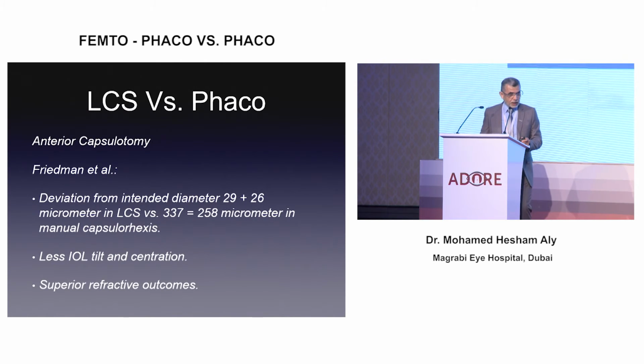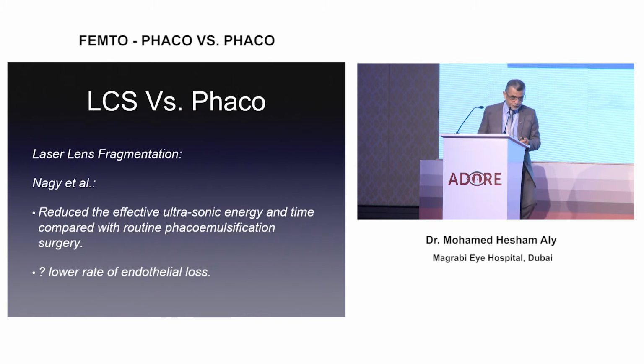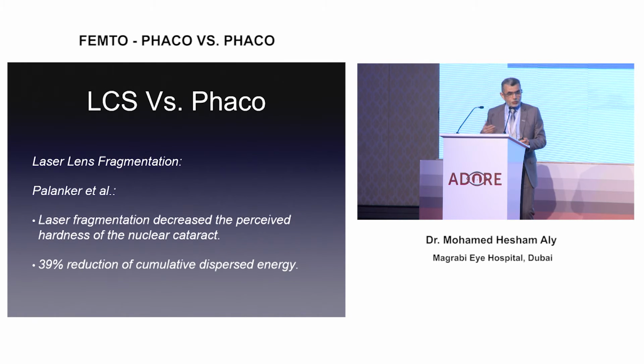This study by Friedman showed that the centration of the capsular axis is much more superior than the manual one. Like here, you have a 29 micron shift from the planned rather than a 337 micron shift. So this will lead to less IOL tilt and superior refractive outcomes. The other study by Nagy compared the effective lens position and the power. It all proved that FEMTO phaco is much superior over regular phaco.